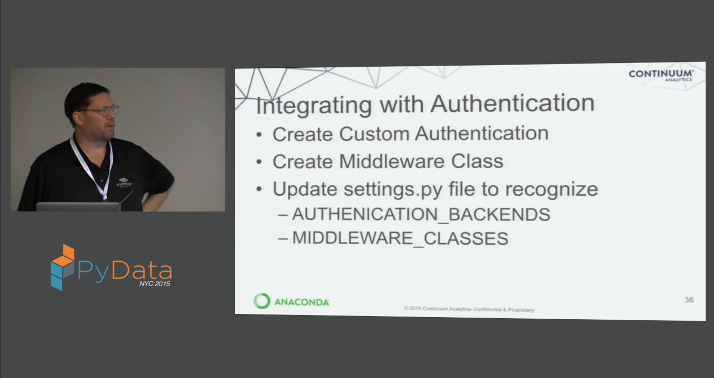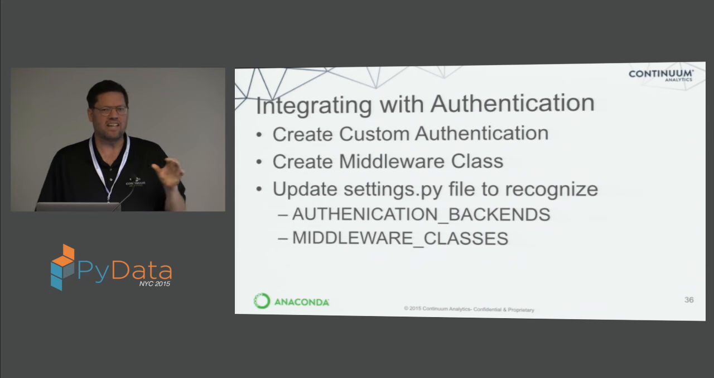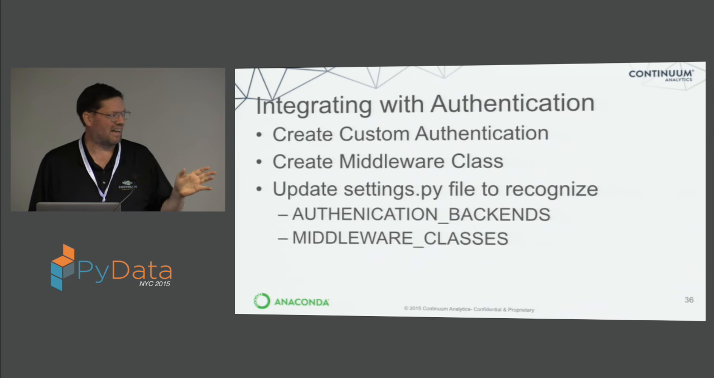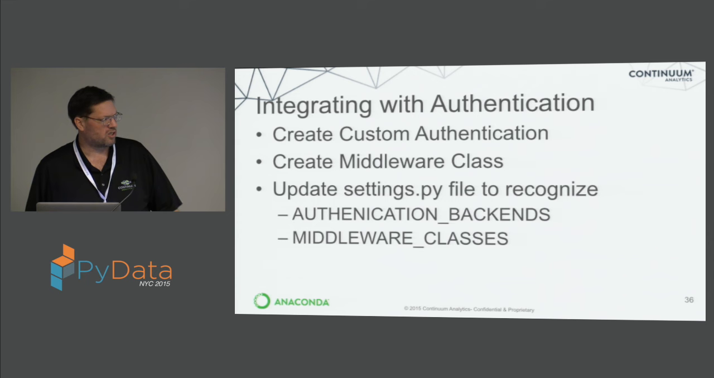So the first thing was integrating with authentication. Yes, we're using Django authentication, but we needed to customize it to integrate with the SSO. So first of all, we created a custom authentication object, then created a middleware class, and we updated our settings file to recognize that. The settings.py file, for those that haven't worked with Django, is exactly what it sounds like: the settings for Django to know what it's doing. Those are the 2 specific places that we changed.